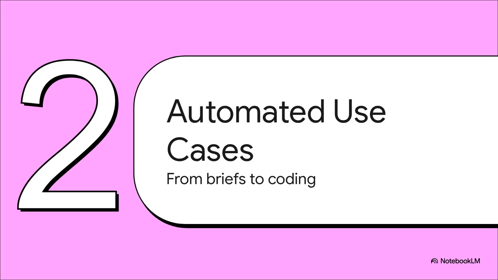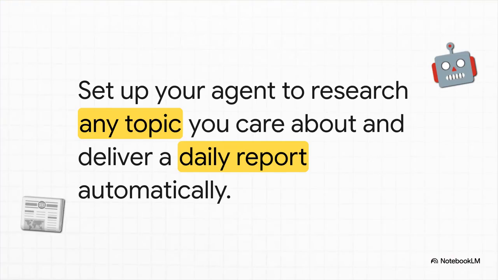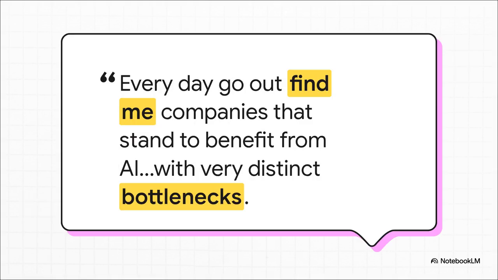Okay, so we've got it installed. Now for the fun part. Let's see how this thing actually works in the real world. This is where the magic really happens. I mean, what can you really do with an AI agent working for you? A perfect place to start is with an automated daily brief. You can literally set up your agent to do research on any topic you care about. Could be sports, gaming, or in this example, the stock market, and have it deliver a custom report to you every single day. And setting this up is as simple as talking to it.